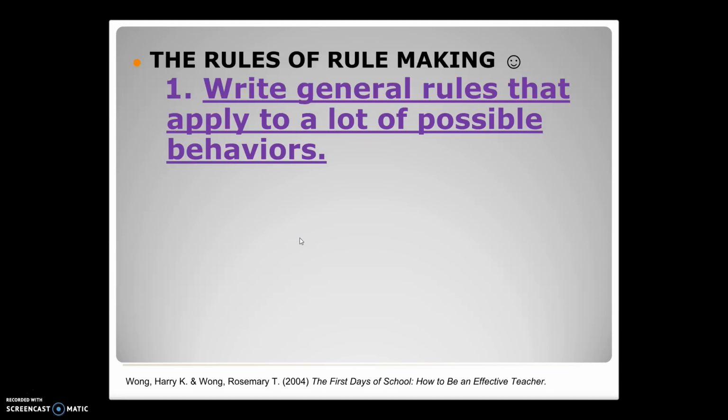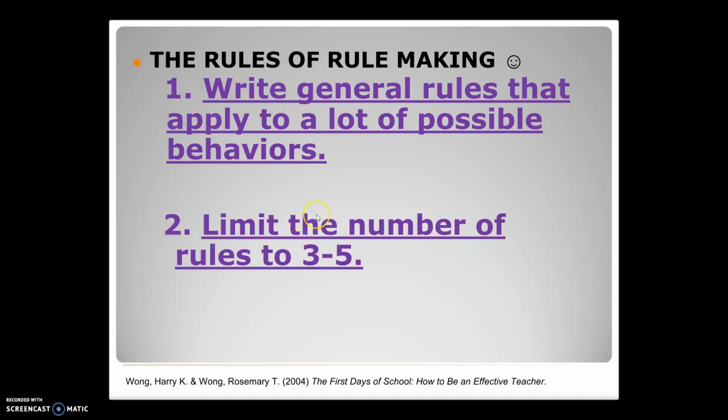So let's do general rules that apply to lots of behaviors. Also, limit the number of rules: 3 to 5. 4 to 6 is probably okay. Anything more than 6, you need to stop and think, what am I doing here? Because people just can't remember large lists of rules, and the more rules you put out there, the more students will think, wow, you really have a lot of rules. You don't want to have a lot of rules.